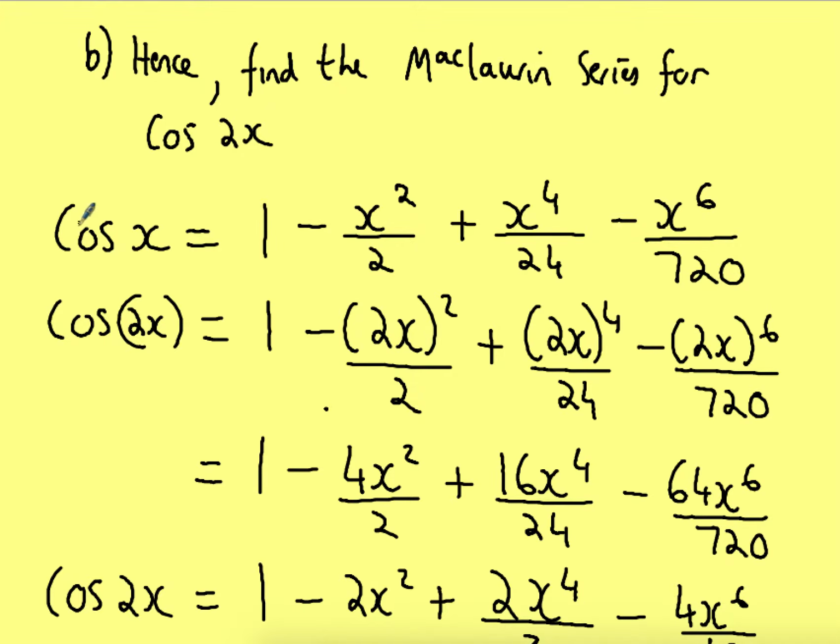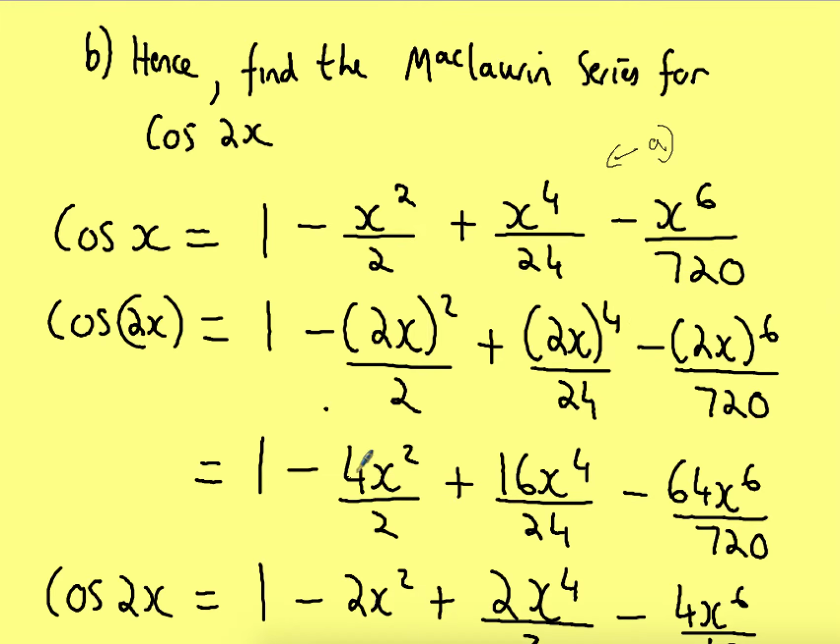So cos x is what I've worked out in part A, this bit here. And all we do is, because it's 2x in place of x, we're going to put 2x in a bracket wherever we see x in the normal expansion of cos x.